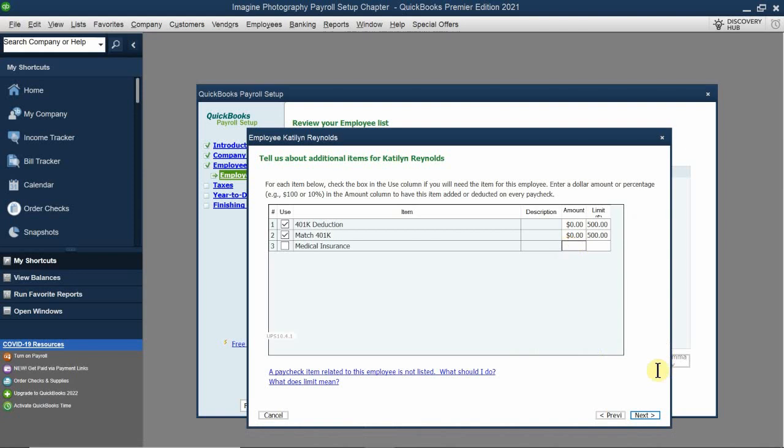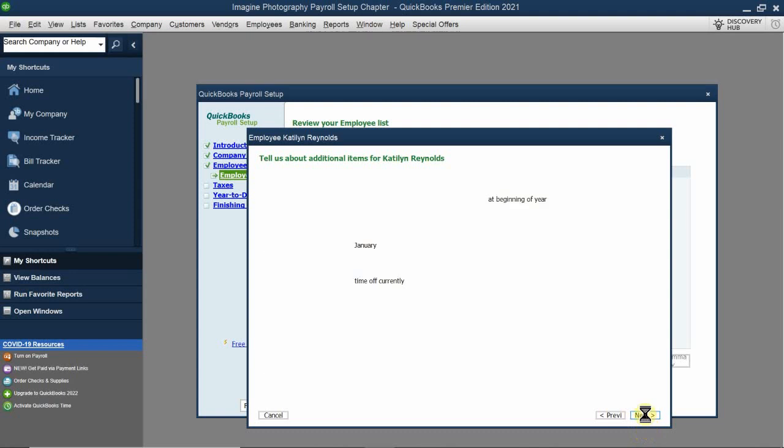That's how much the insurance costs every paycheck, $100 per paycheck, which isn't bad. That's about $200 per month, and the company pays the other half. Once that looks good, I can go ahead and click next.